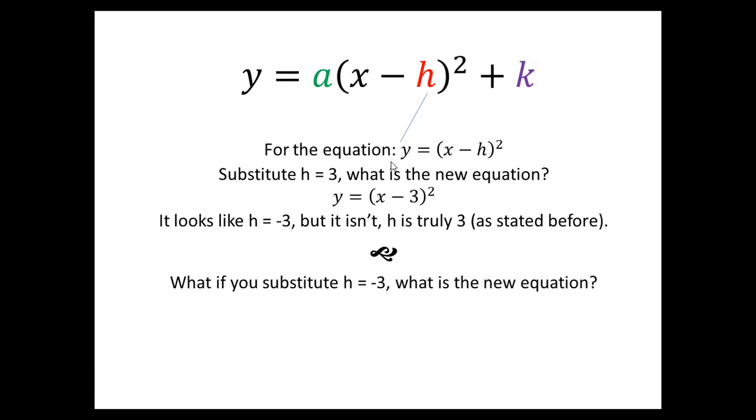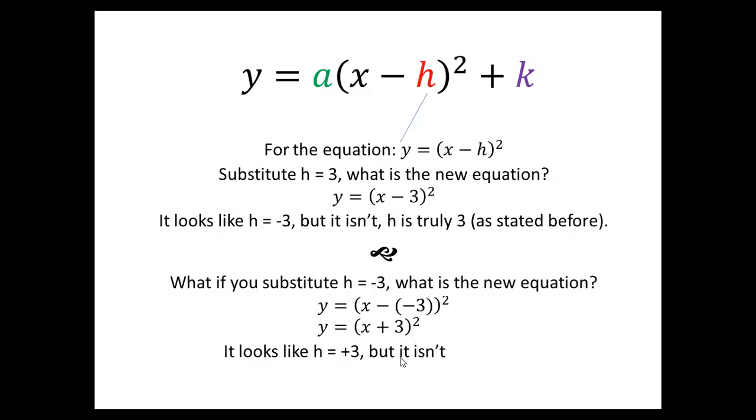Now, what if we had to substitute h is equal to negative 3? What's the new equation? That would mean that our parabola is moving to the left by 3 units. So I would have y is equal to x minus minus 3. If I have minus minus, that becomes x plus 3 squared. So it looks like h is positive 3, but it really isn't. Really, h that I substituted in was negative 3.